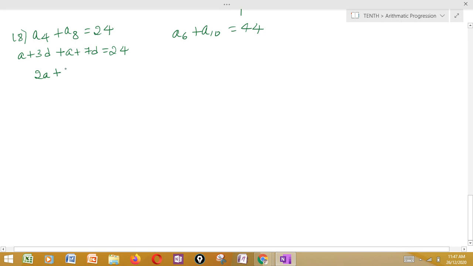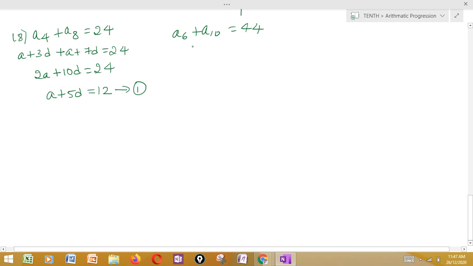2a plus, 7 plus 3 is, 10d is equal to 24. Can we divide the entire equation by 2? Why? Because 2 is a common factor in the entire equation. So when you divide by 2, you get a plus 5d is equal to 12. Let me call this equation number 1.